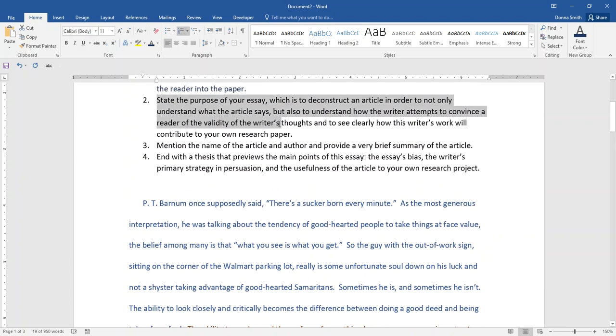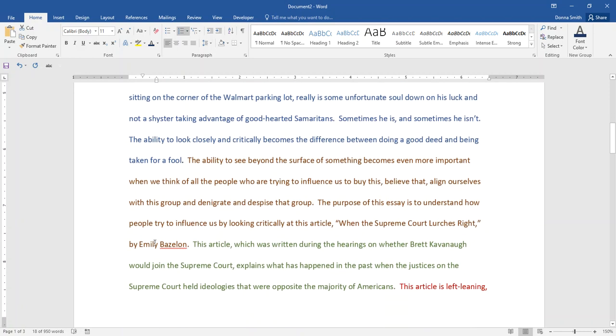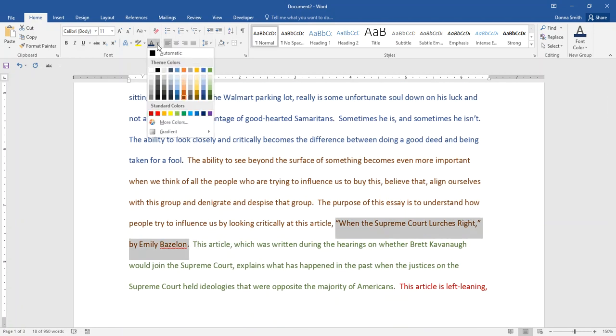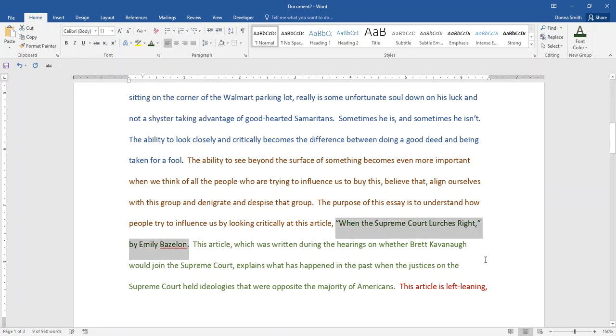Okay, so there I'm telling you my purpose, and actually I mentioned the name of my article. So this part should be green. Okay, by looking critically at this article. So all of this is purpose. Now I'm going to give you the title of the article, the author, and then a really brief summary.